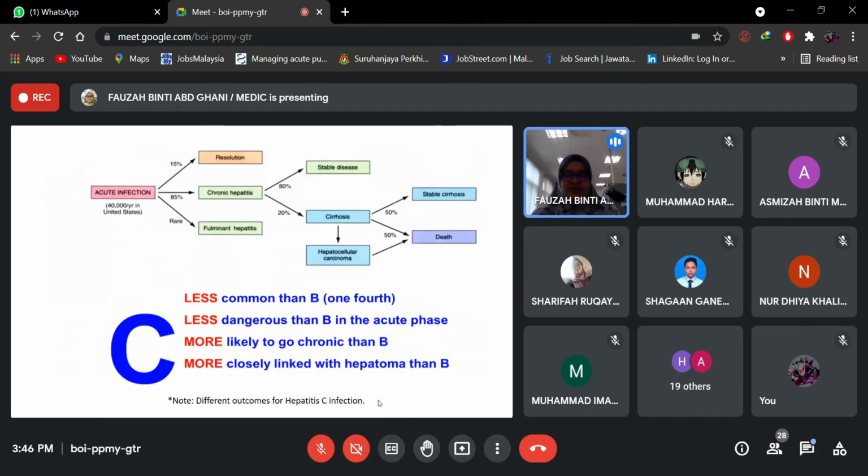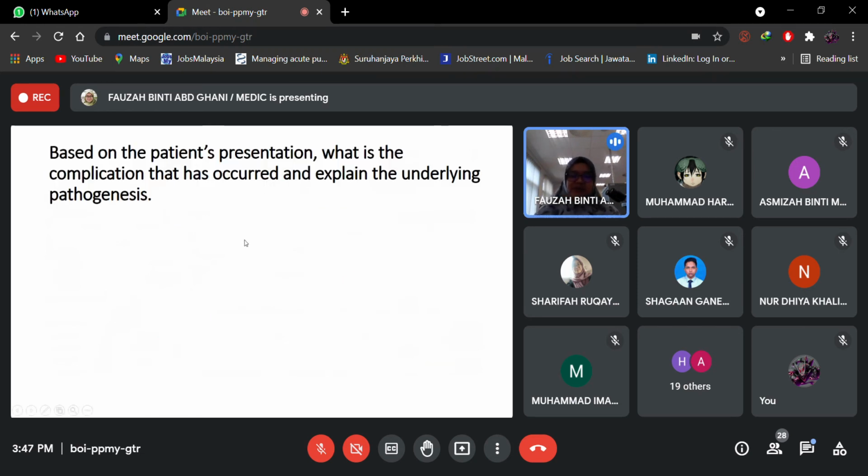Okay, just to compare with hepatitis C, as we know C is less common compared to B. Hepatitis C is less dangerous than hepatitis B in the acute phase, but is more likely to go to chronic compared to hepatitis B, and more closely linked with hepatoma, also known as hepatocellular carcinoma, compared to hepatitis B. Okay, so that's just a little bit on the outcome of hepatitis B infection.